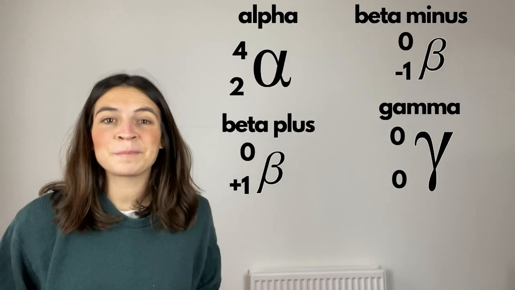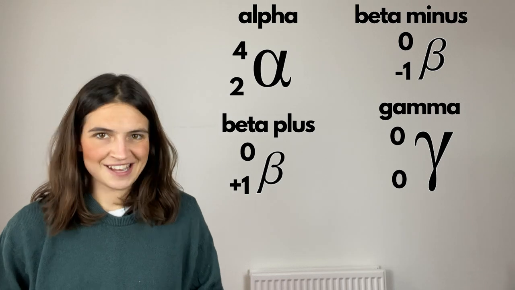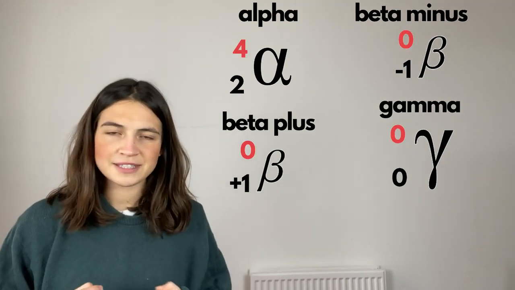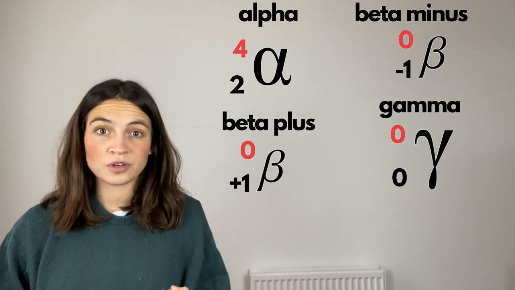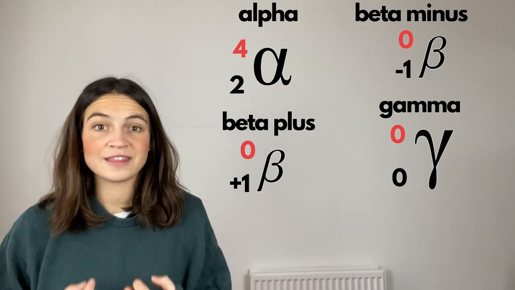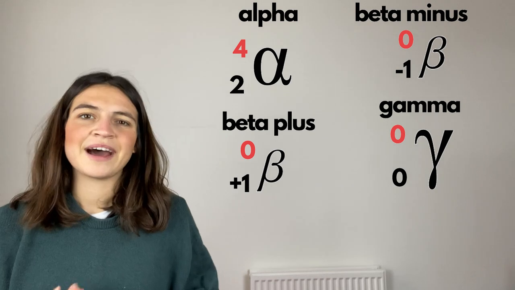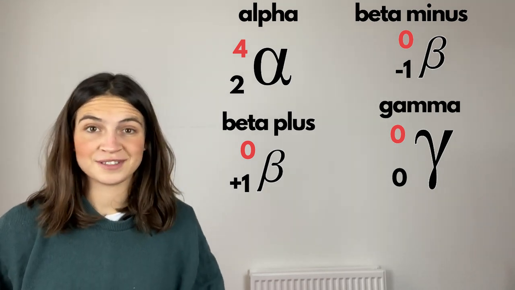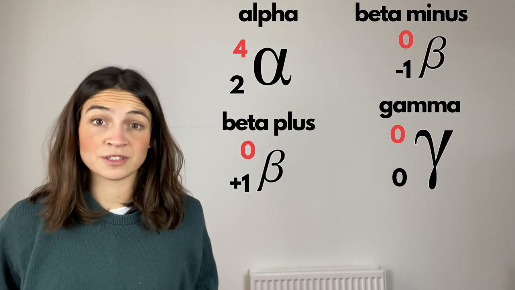Okay, before we look at the equations, let's recap our different types of radiation. We have got alpha, beta plus, beta minus, and gamma. Now, our top numbers here are like the mass numbers. They tell me how many neutrons and protons I have in that particular type of radiation. Alpha has a top number of 4 because it has 2 protons and 2 neutrons. None of the others are made up of neutrons and protons.